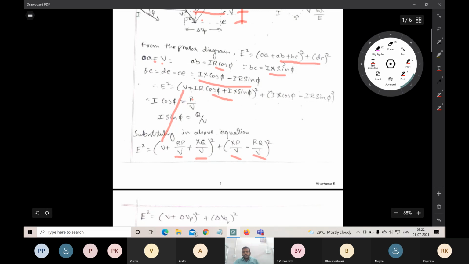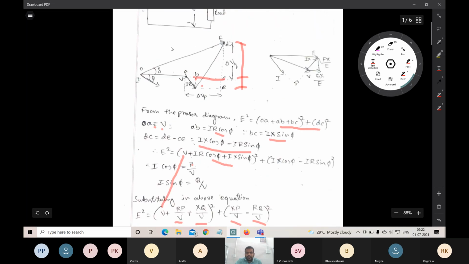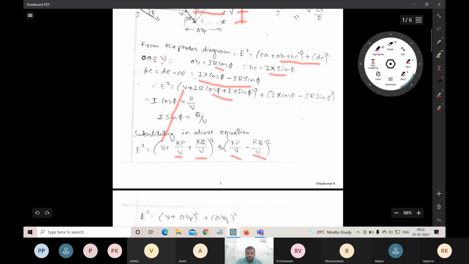Nothing else, you just need to form these equations, and after that, direct substitutions. Nothing else is there, just a right angle triangle. So you should know how to draw the phasor diagram. I will explain one more time at the end how to draw this. I will just revise. Okay, let it be now.